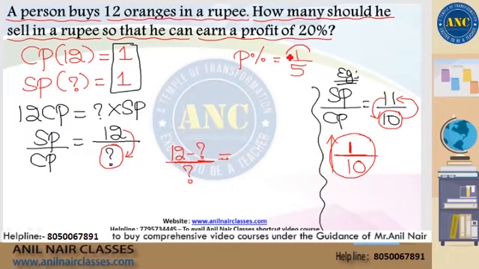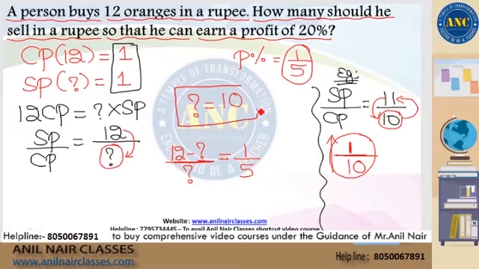In the question also, profit percentage is given as 1 by 5. Equate both of them. If you simplify, you will get the value of question mark as 10. That means he will buy 12 oranges in a rupee. If he sells 10 oranges for the same 1 rupee, he is still earning 20% profit. That is the meaning of this question.